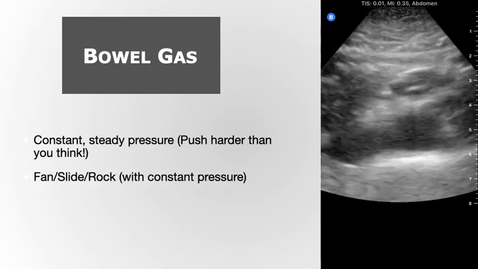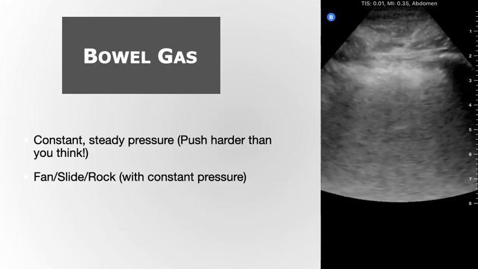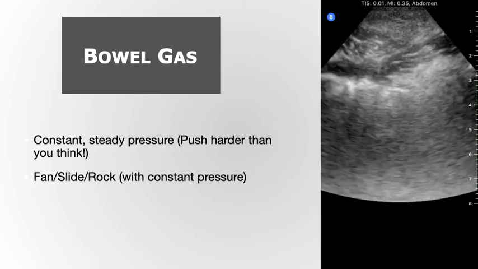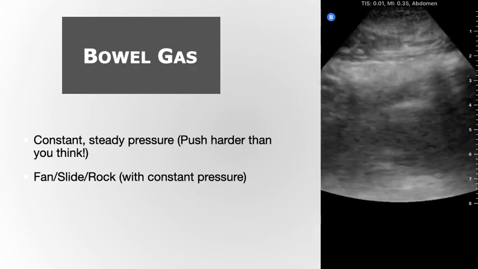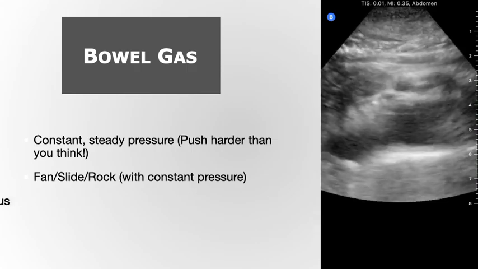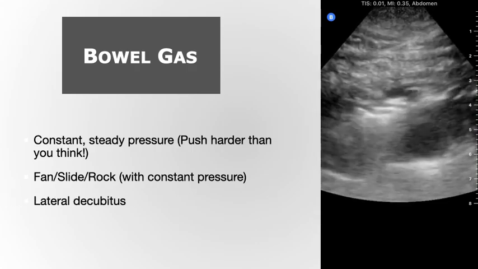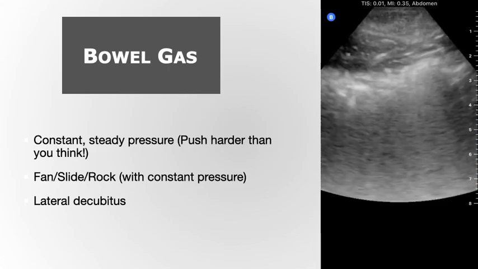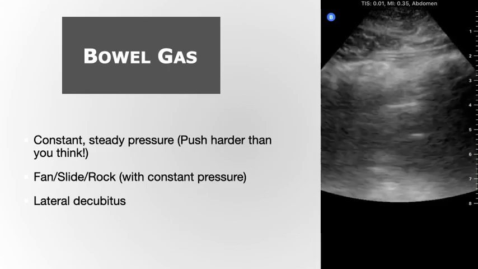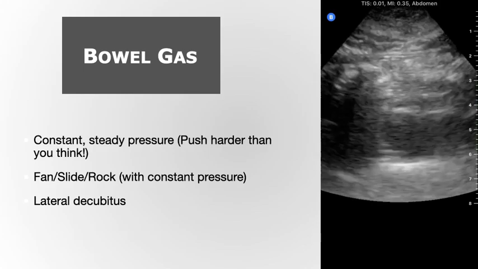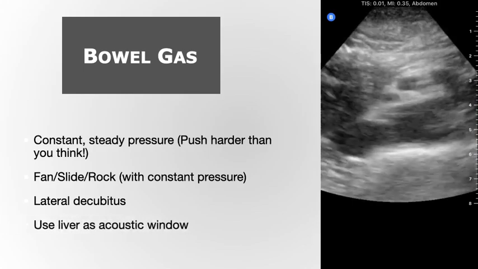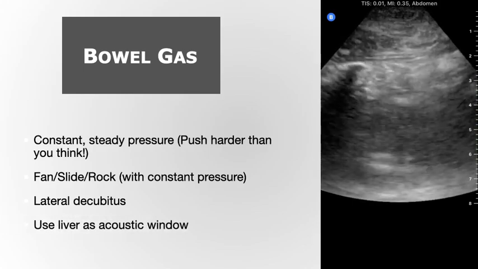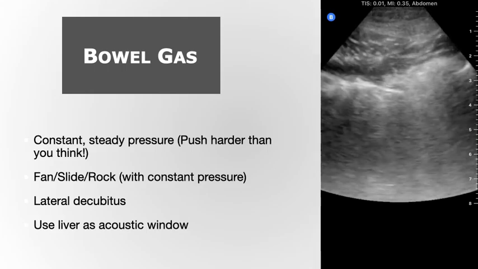Next, you can fan or slide or rock the probe in small movements, in addition to providing constant pressure to try to move the gas. Positioning the patient in a lateral decubitus position can also help move the bowel gas. Of course, not all patients are cooperative with this maneuver. And you can even use the liver as an acoustic window to visualize the aorta if all else fails.